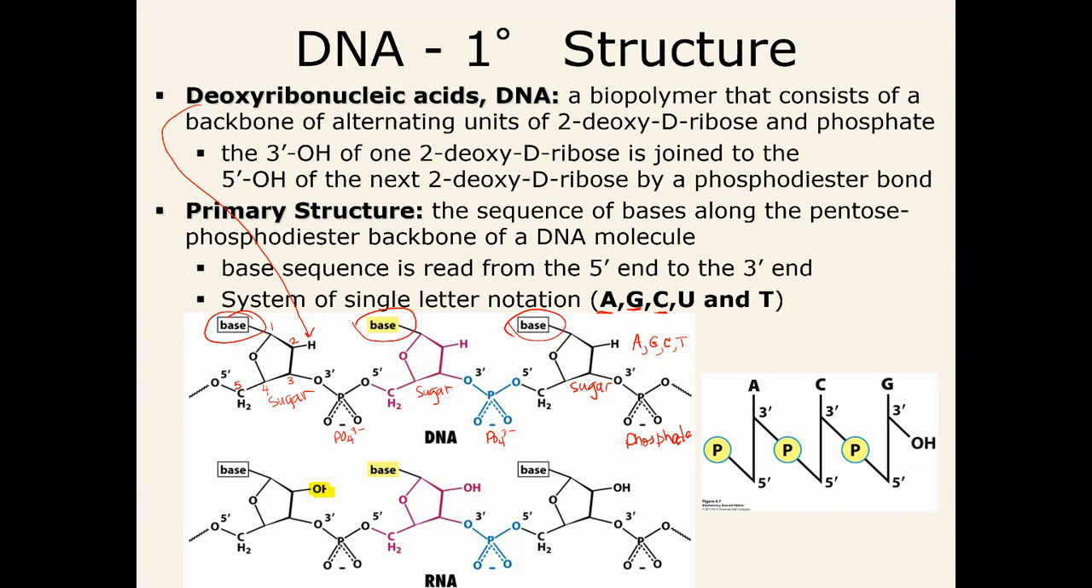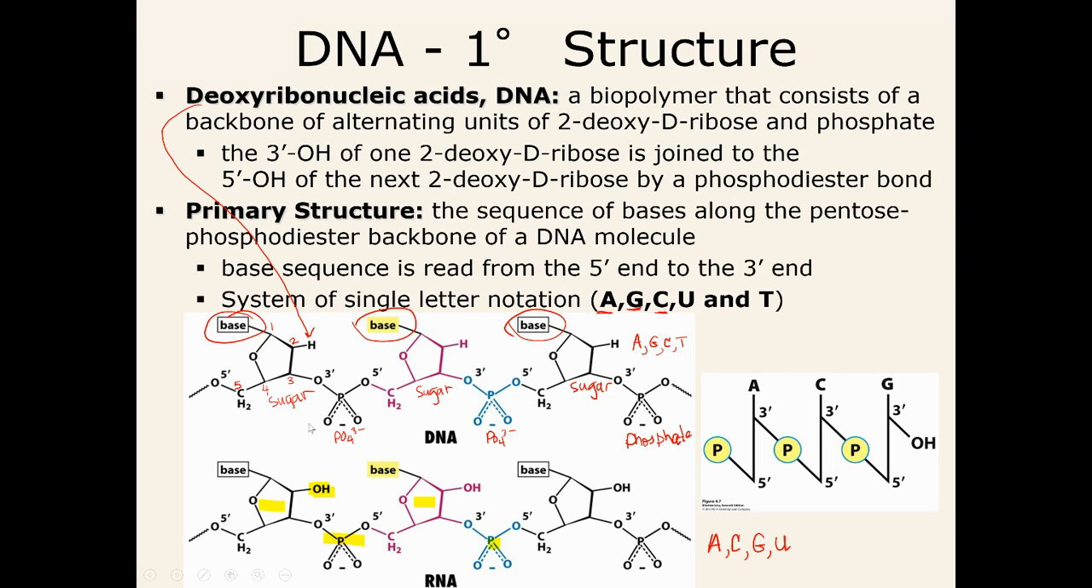RNA will have ribose there, but still the backbone: sugar, phosphate, right? Sugar, phosphate. Okay, same pattern. The only difference is, again, the sugar is ribose, and then the bases will be A, C, G, or U.